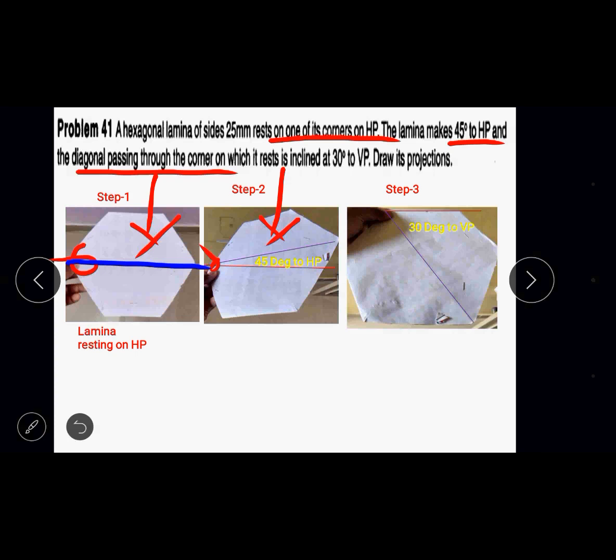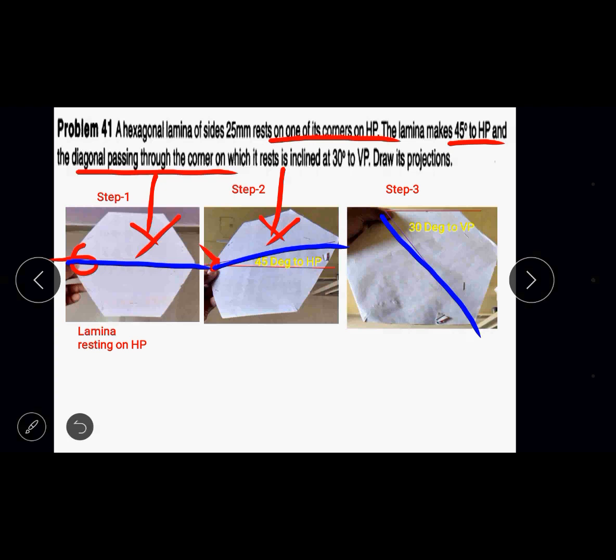So therefore you have to find it out. You can see the median of the lamina. This is a median, this is a diagonal line. The same lamina of step 2, the top view of step 2, is rotated in such a way that the diagonal line, the median of the hexagonal lamina, gets rotated 30 degree to VP.